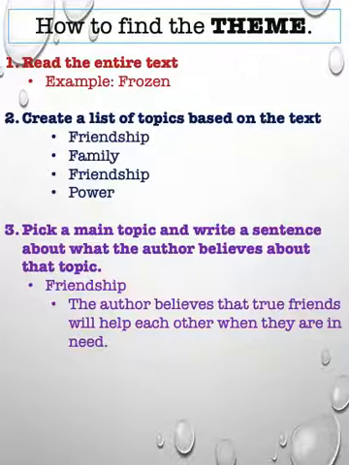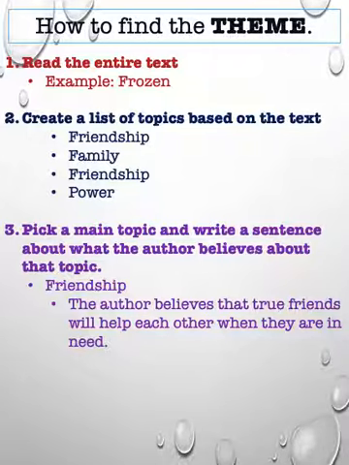The third step is to pick a main topic and write a sentence about what the author believes about that topic. I chose friendship. I think friendship was a very big topic within that text. A lot of the actions and dialogues and feelings of the characters, the problems and solutions had to do with friendship. So I wrote what I thought the author believed about friendship.